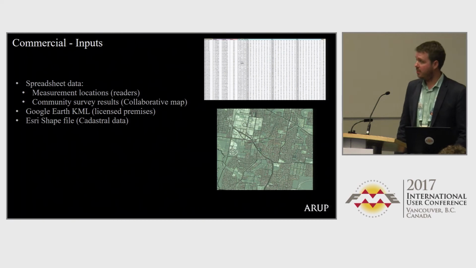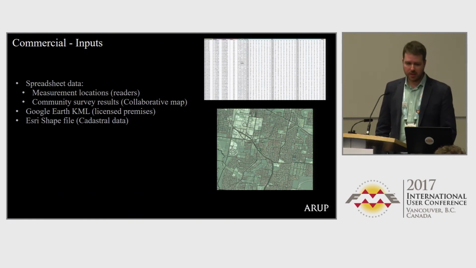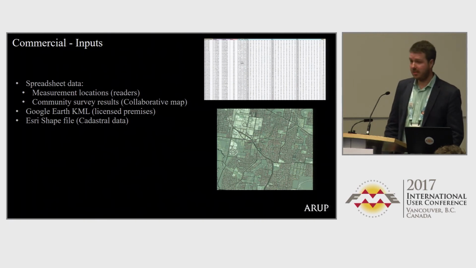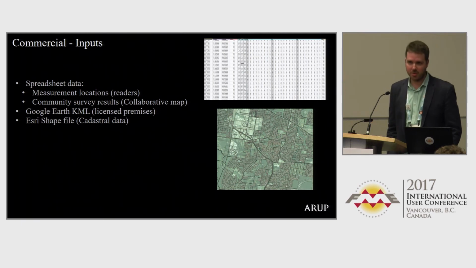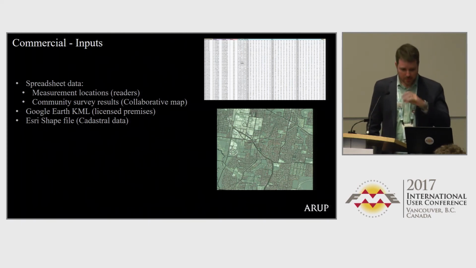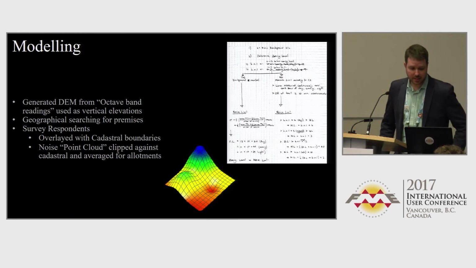Our inputs for that, so we had the spreadsheet data, the guys had already had all the readings in. So we had multiple locations, which all had lat longs associated back to them. We also had the community survey results, which come out as a CSV file. And unfortunately, I don't know whose idea it was, but we were given a Google Earth KML file, which contained all the pubs and clubs and commercial, or licensed premises, I should say, which was, as if anyone's used KML, a bit of a dead end and very painful format to use. And we also had an Esri shape file, which had all the cadastral data. It's not a very wide spread of input data, but a few mixed formats in there.